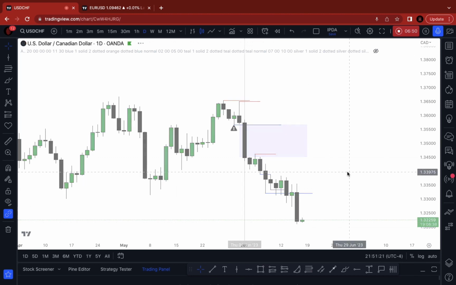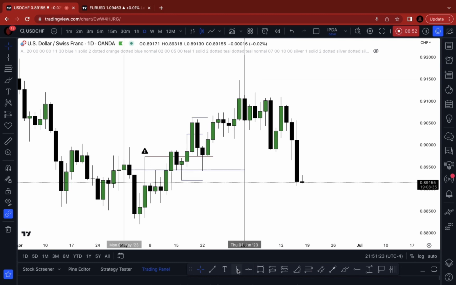Beautiful. If we look at Swissy as well, go back to June, or we have it marked off already. Go back to June, you can see how it's breaking down as well. It may not look exactly the same, but the ideas and principles still follow suit. So hopefully this was insightful.